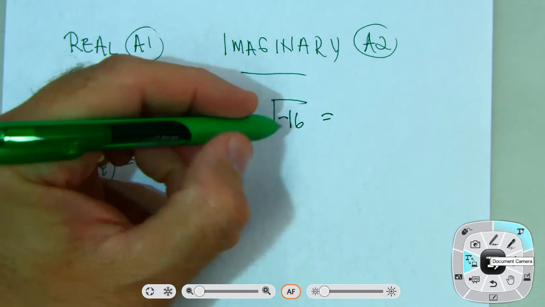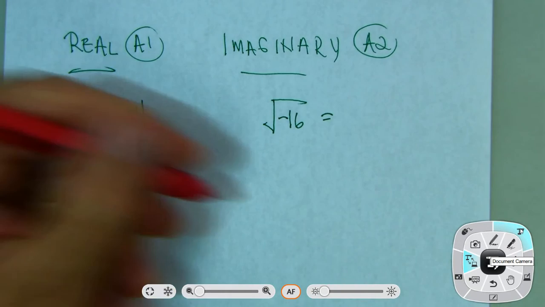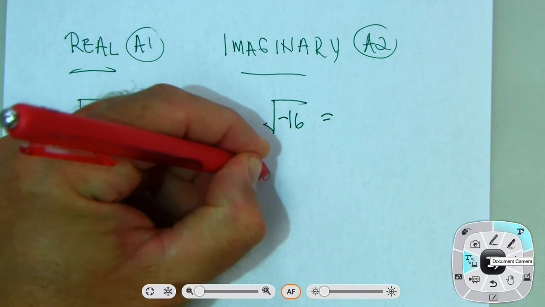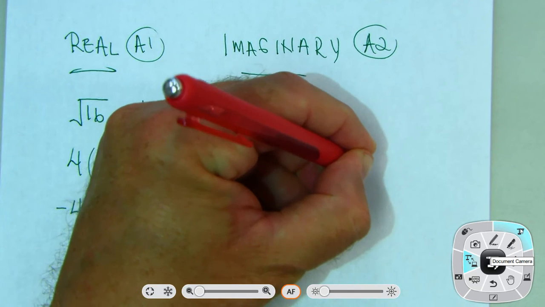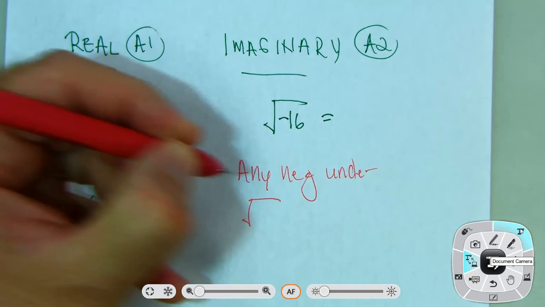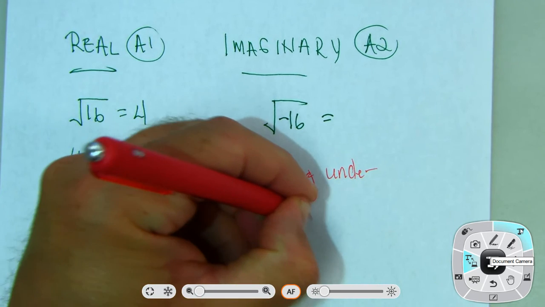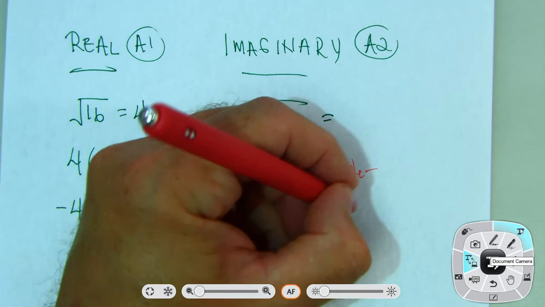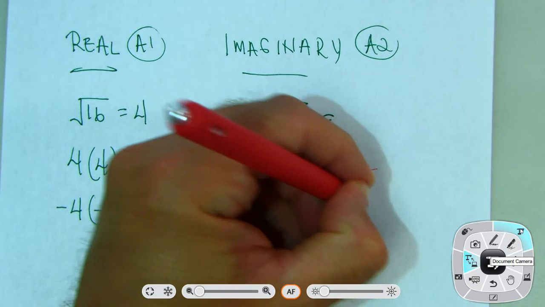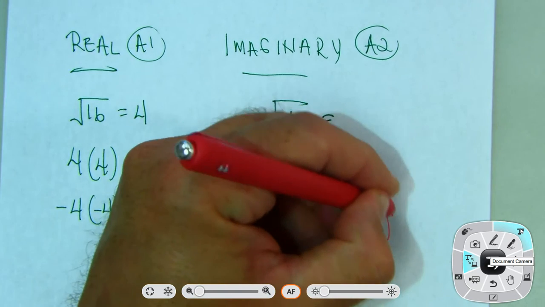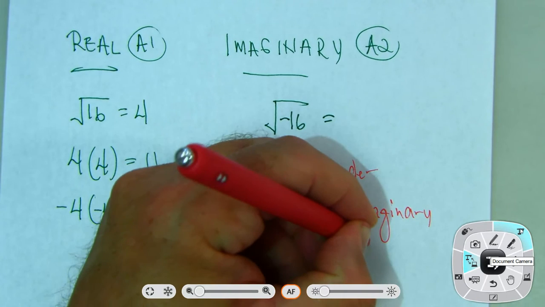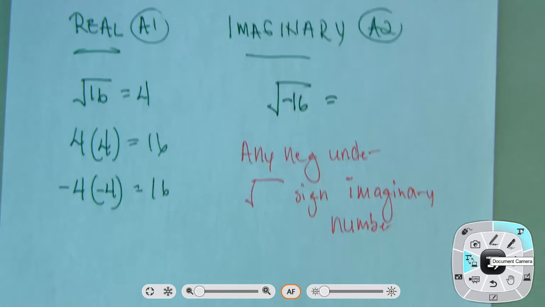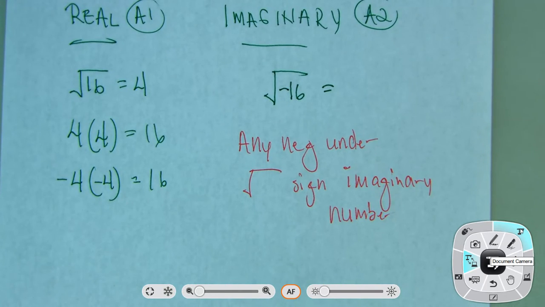So any negative number, you might want to write that down. Any negative under square root will be an imaginary number. And like I said, you're not going to deal with those in Algebra 1, but you will see those in Algebra 2.